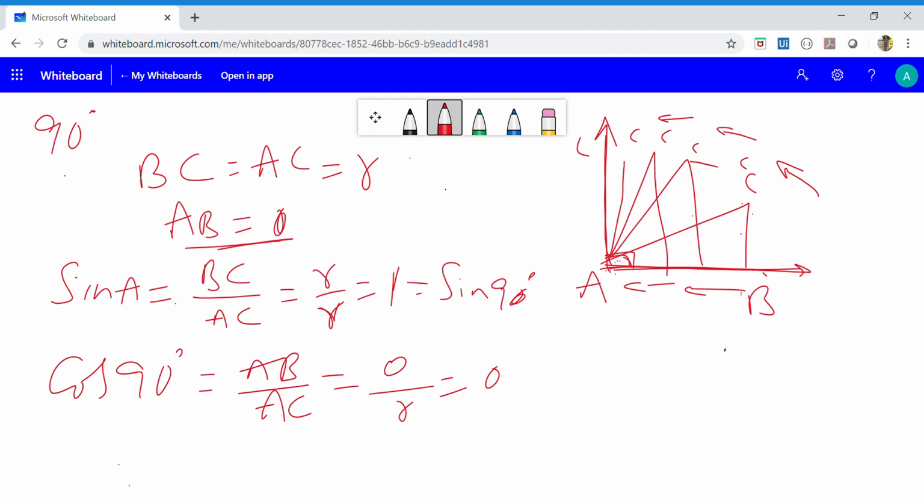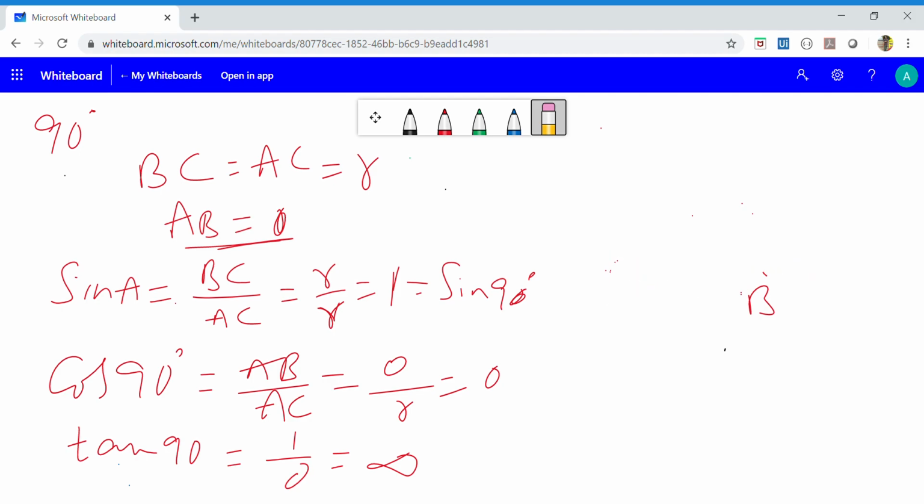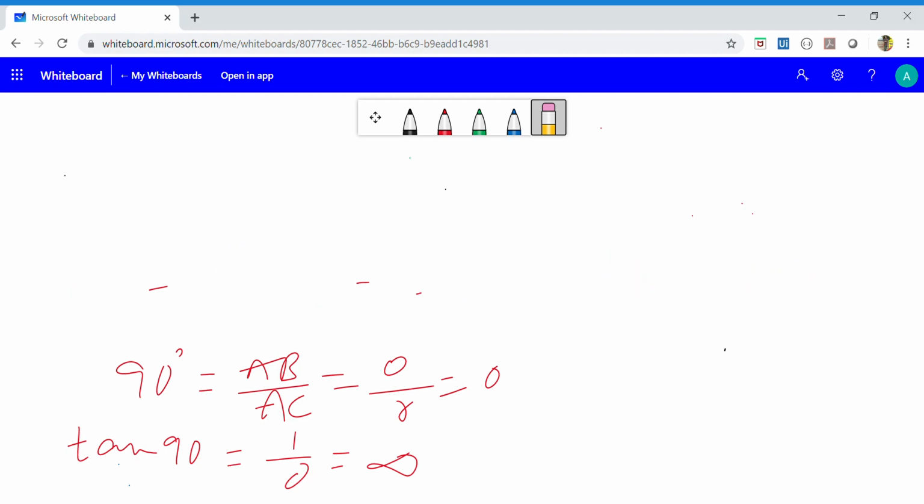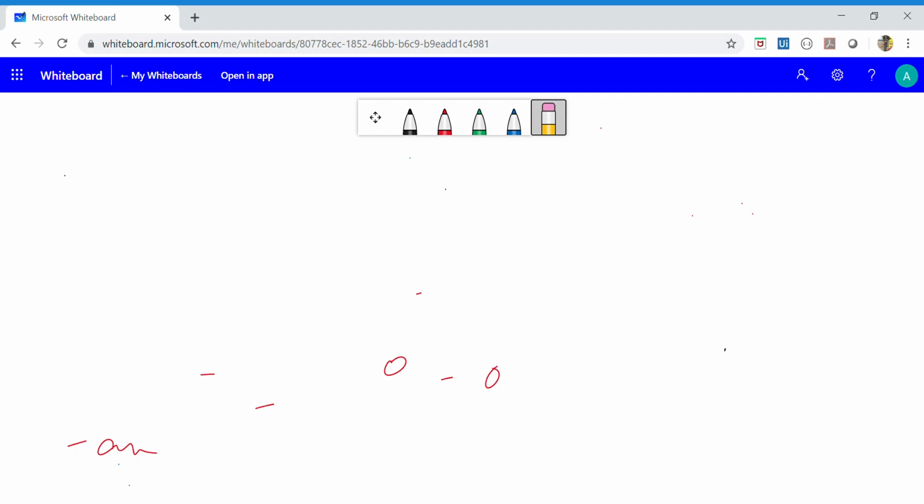Like that, tan 90 is sin 90 by cos 90. Sin 90 is 1, cos 90 is 0, and 1 by 0 is not defined. Like that you can find the remaining values also. If you write the definitions and substitute in them, you will get the value. Next.